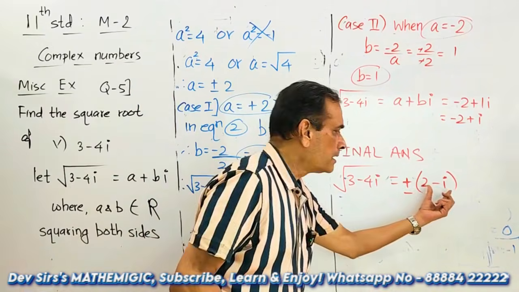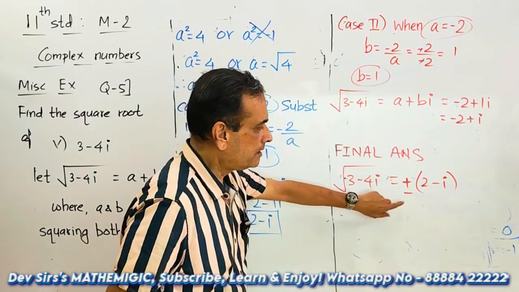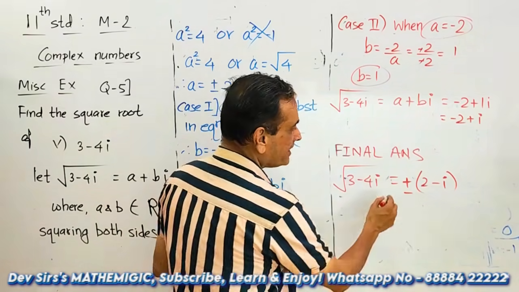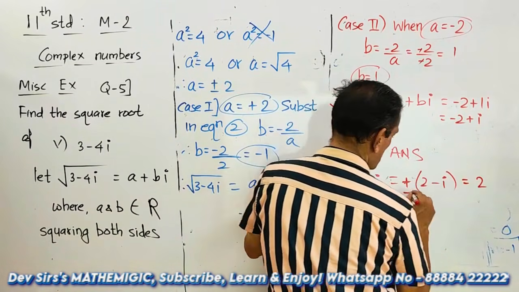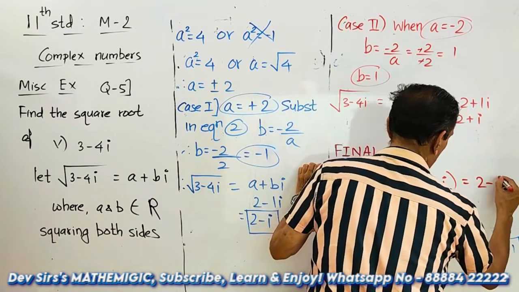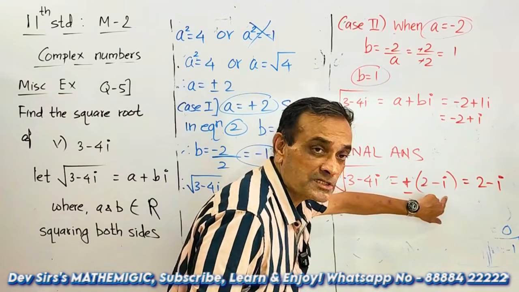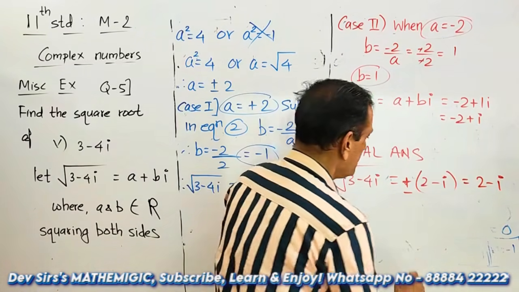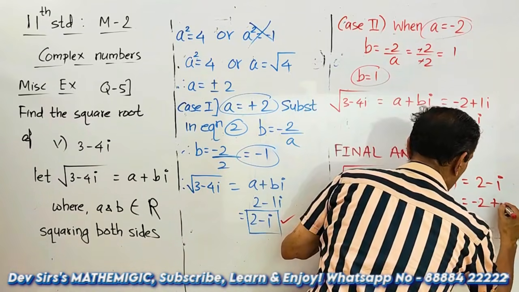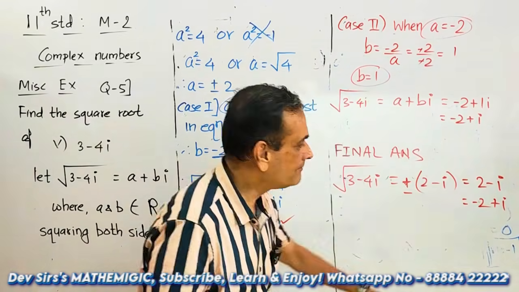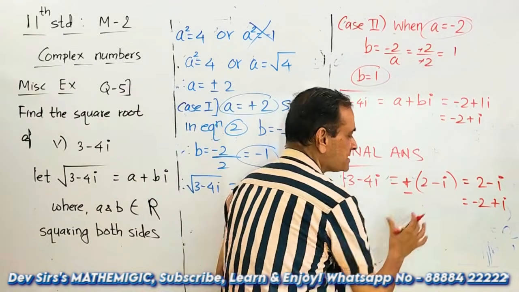Because 2 minus i के सामने if you take plus sign, if you open up the bracket with plus sign, what do you get? Plus 2 plus into minus is minus i. This is the first answer. If you open up the same brackets using minus sign, what do you get? Minus 2 minus of minus plus i. Interesting? So this is the way to write the combined answer.